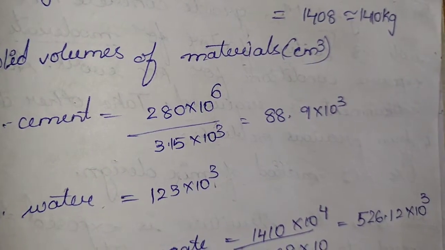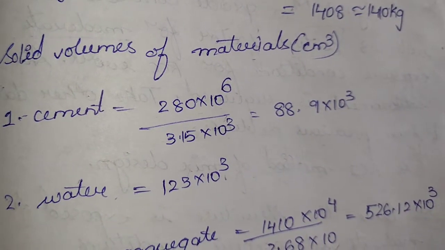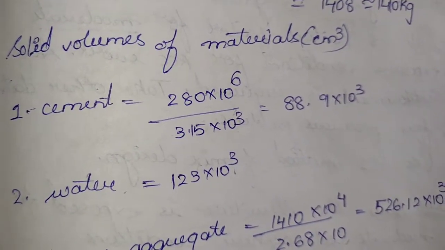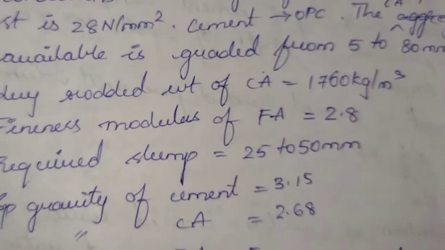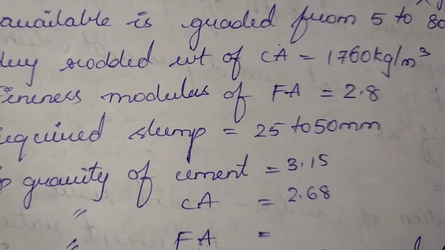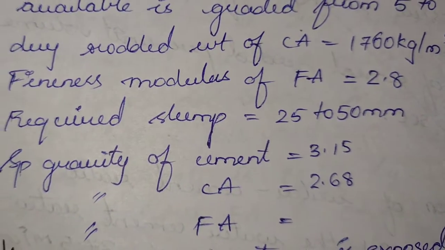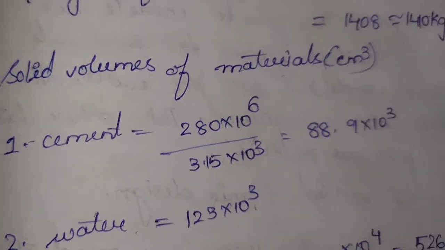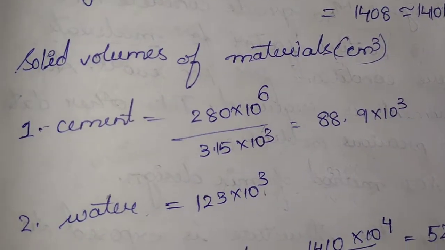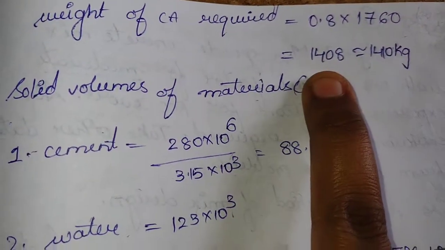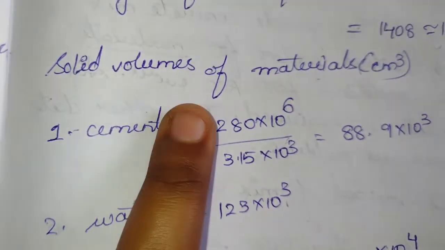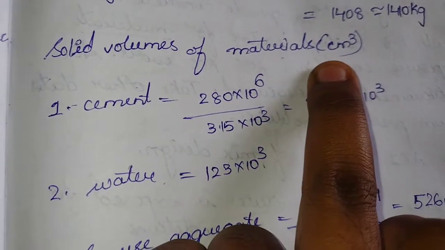So the weight of coarse aggregate is equal to the volume of dry rodded coarse aggregate per unit volume of concrete multiplied by the dry rodded weight. I will show you this. The 1760 we have been given in the question, that is the dry rodded weight of coarse aggregate. So if we multiply this volume of dry rodded coarse aggregate per unit volume of concrete with this dry rodded weight of the coarse aggregate, we will get the weight of the coarse aggregate.